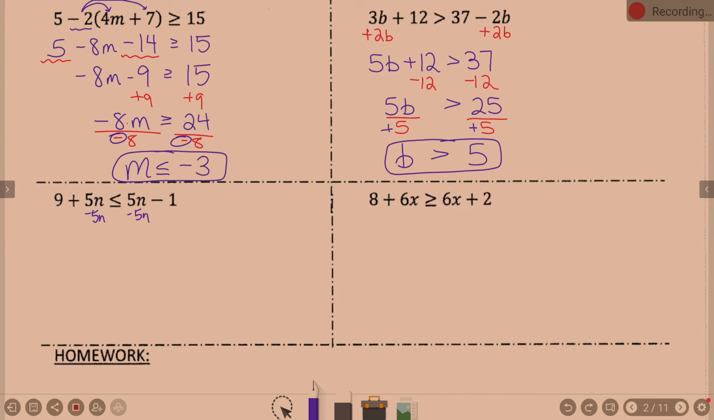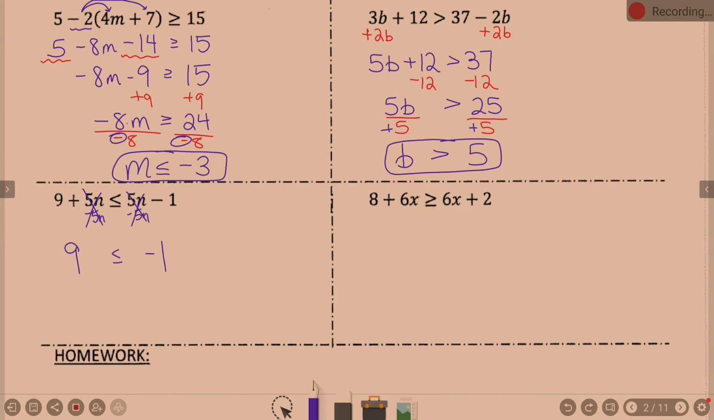The whole point here is 5n minus 5n cancels. Where did my letters go? They canceled out, didn't they? So bring all your remaining pieces down. What still remains? There's a 9 less than or equal to negative 1.